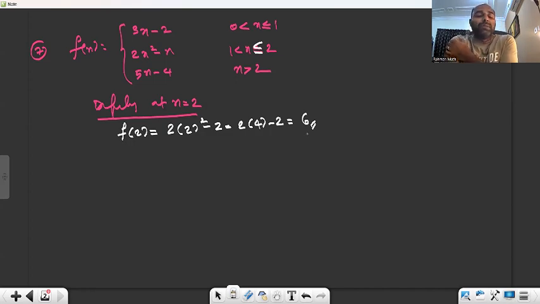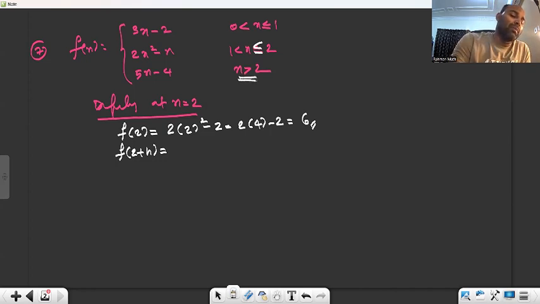When you are finding differentiability at x equal to 2, first find f of 2. Then find f of 2 plus h. What do you mean by 2 plus h? More than 2. 2 plus h means more than 2. For more than 2, this function is coming, so there you replace with 5 into 2 plus h minus 4.